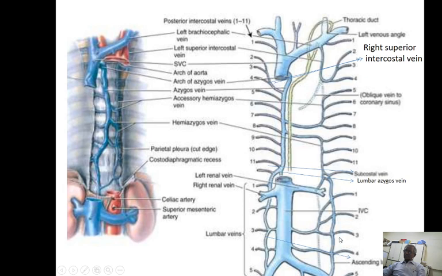So this is the ascending lumbar vein, this is the left side and this is the right side. They are joined by the subcostal veins. There is the subcostal vein and also this subcostal vein, and then they join the lumbar azygos vein. On the right side, it is joining the lumbar azygos vein. On the left side, it is joining the hemiazygos vein. This is the hemiazygos vein. On the left side, this ascending lumbar vein along with the subcostal vein joins the hemiazygos vein, whereas on the right side, it joins the azygos vein.